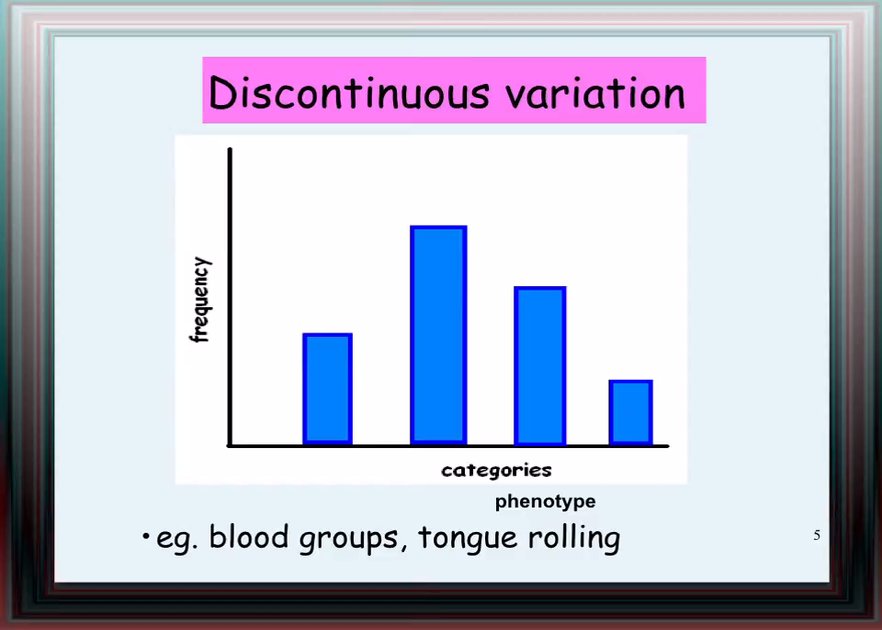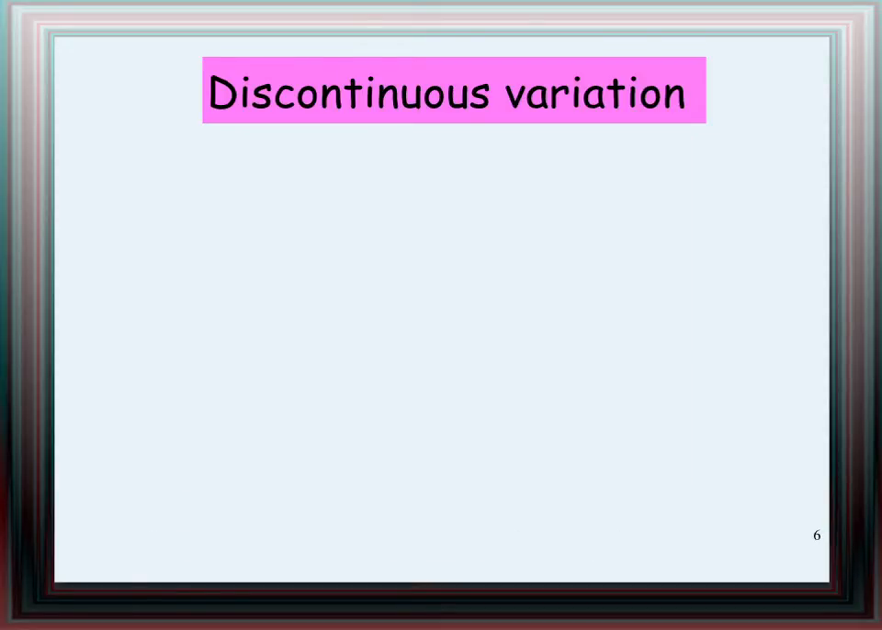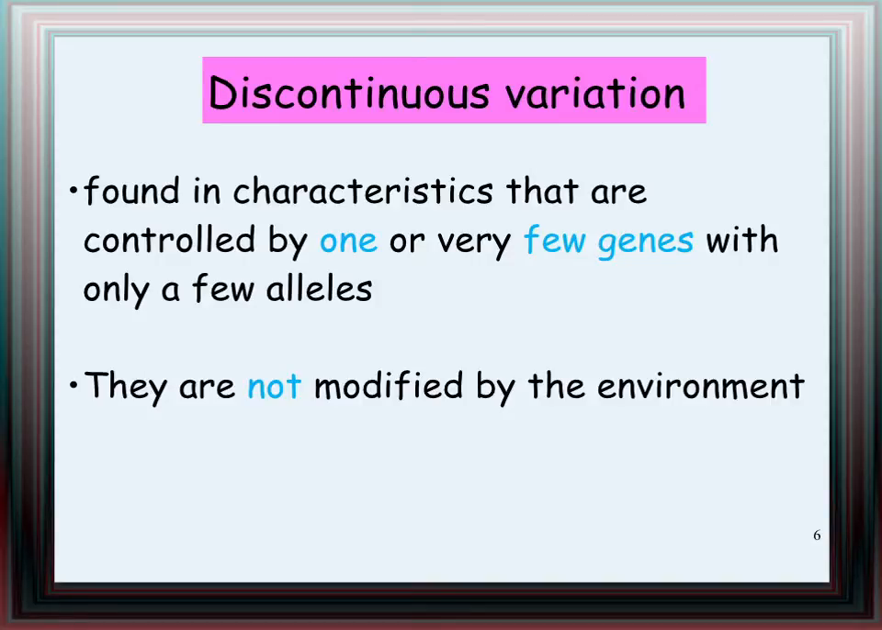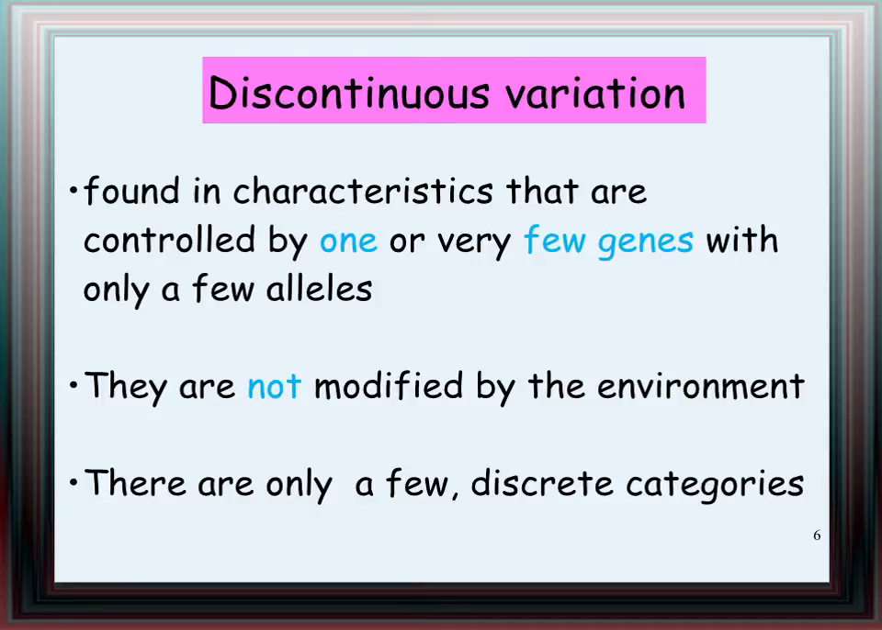So this is the kind of graph that you'd get, where there are a few distinct categories. Discontinuous variation can be represented either on bar charts or pie graphs. So points to remember about discontinuous variation are: it's found in characteristics that are controlled by one or very few genes with only a few alleles. They are not modified by the environment. And there are only a few discrete categories.